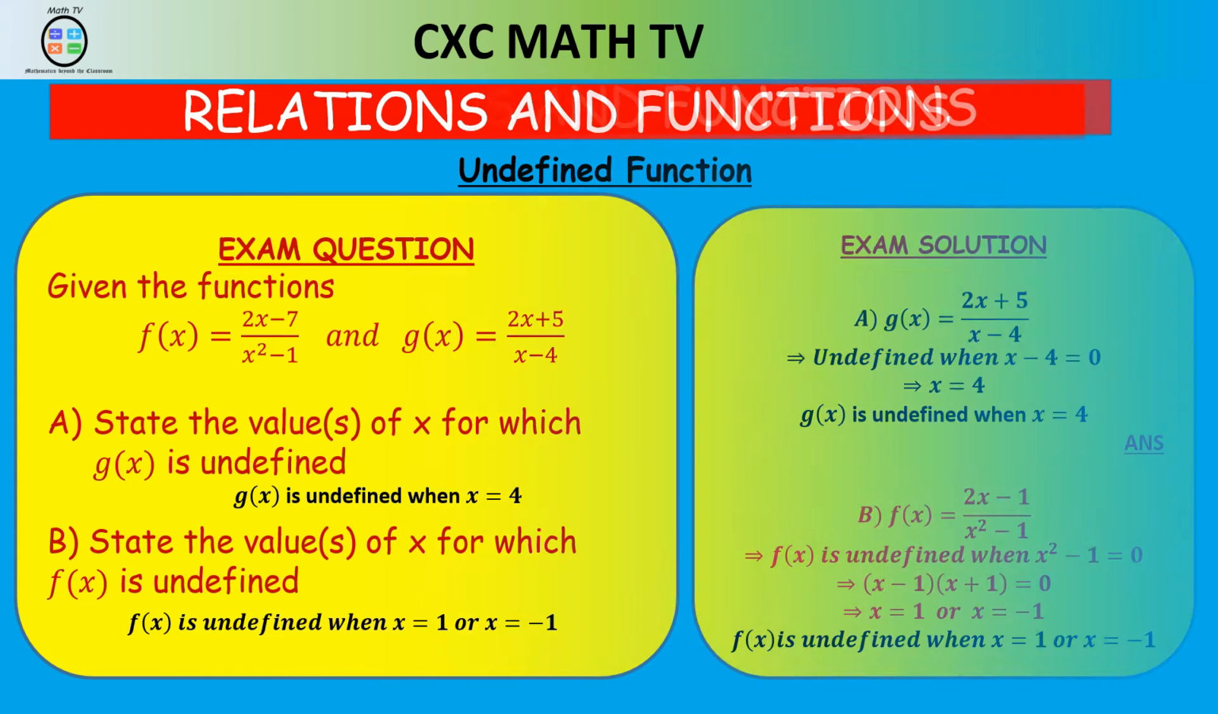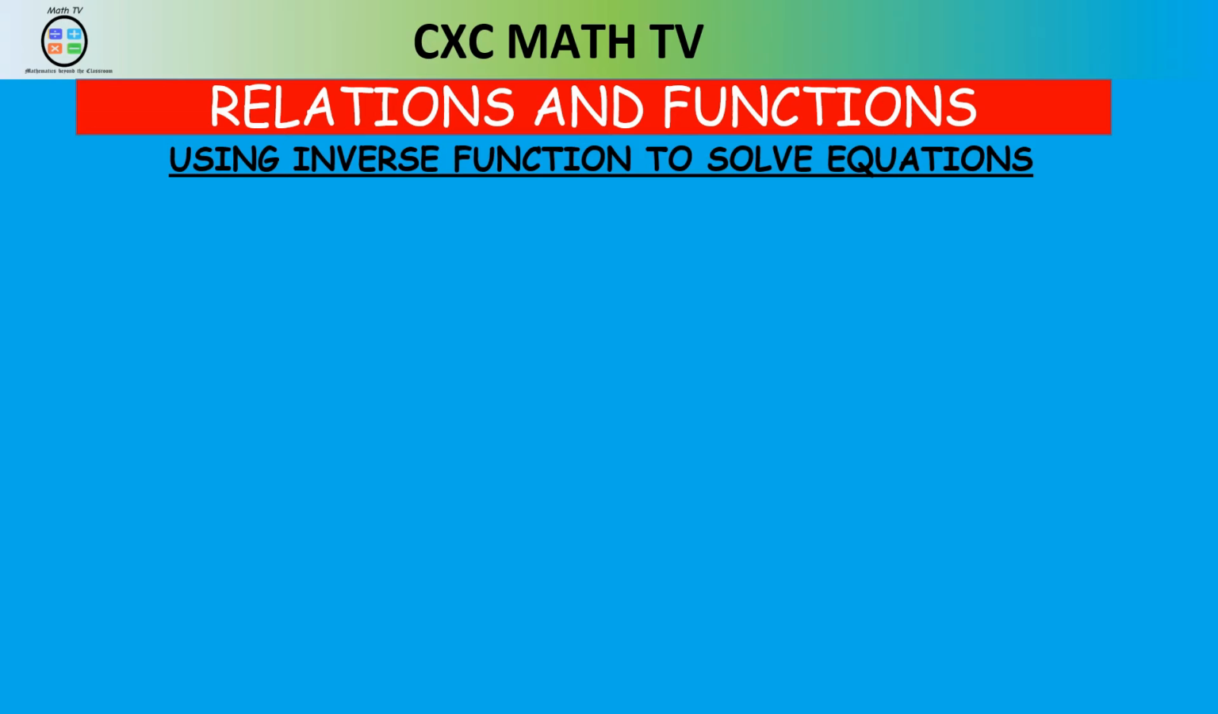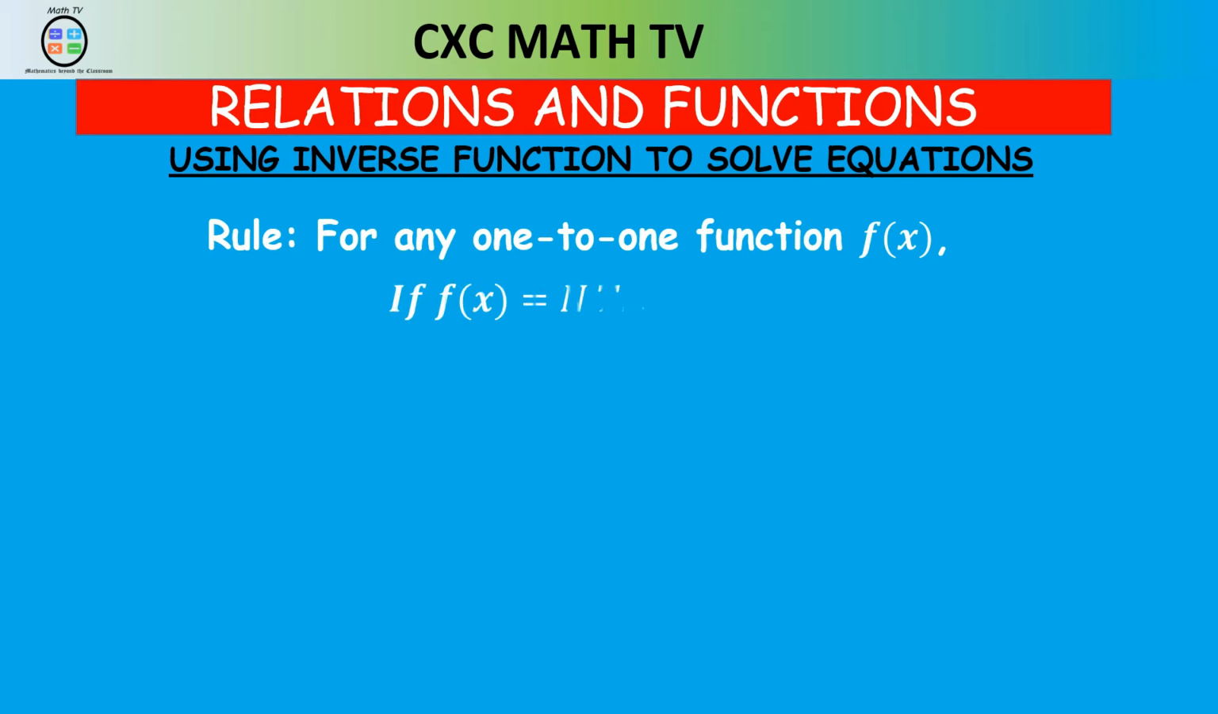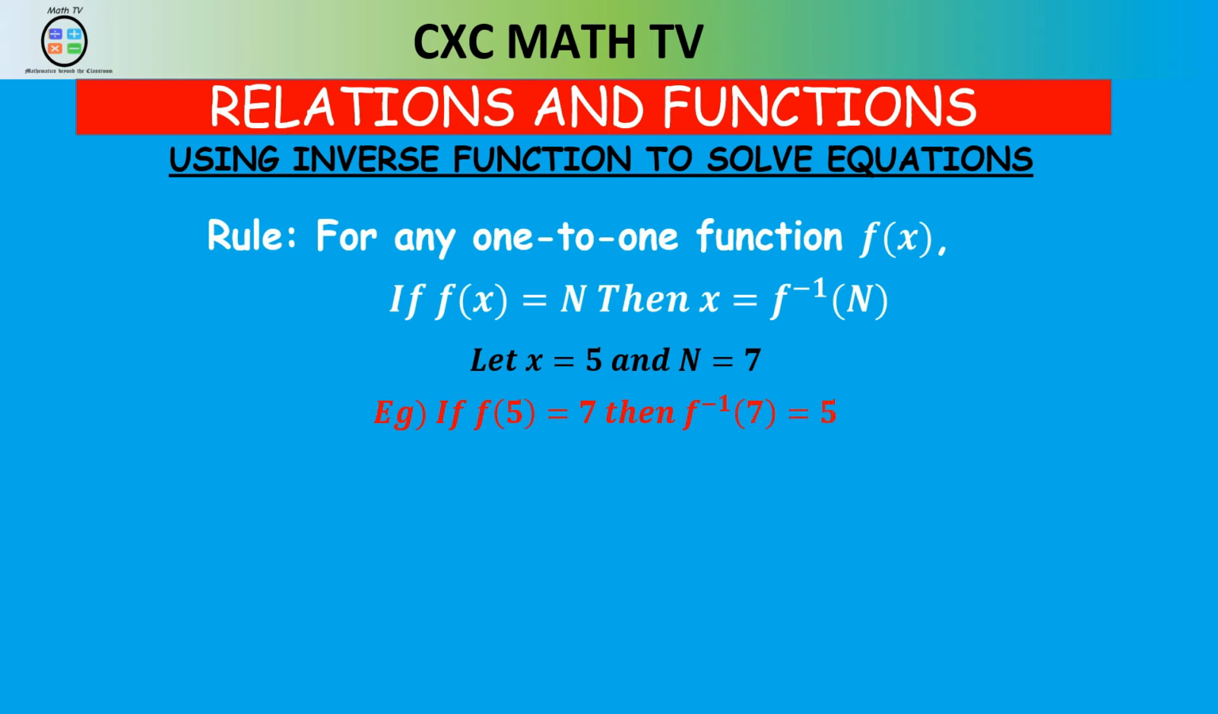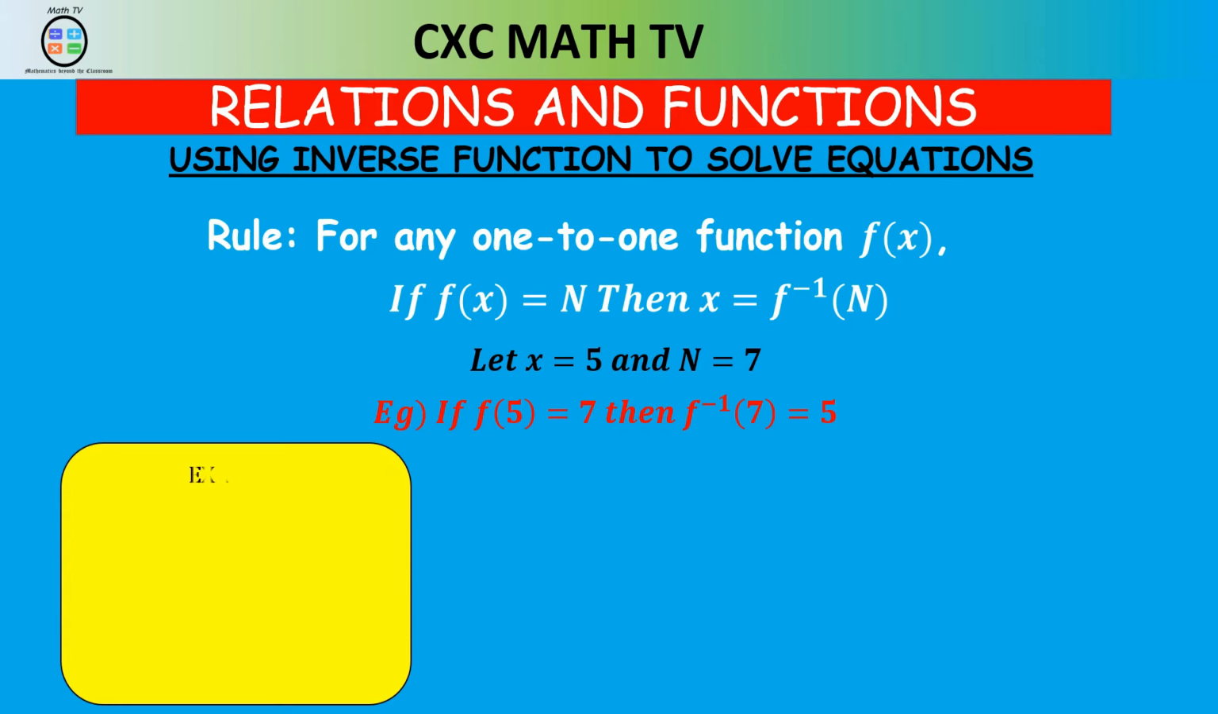Alright, the next thing we want to talk about is using inverse functions to solve equations. For any one-to-one function, this is valid: if f of x is equal to some number n, then x is equal to f inverse of n. So let's say x was 5 and n was 7. We're saying then if f of 5 is equal to 7, then f inverse of 7 is 5. Now if you don't believe it, let's do it with an example here.